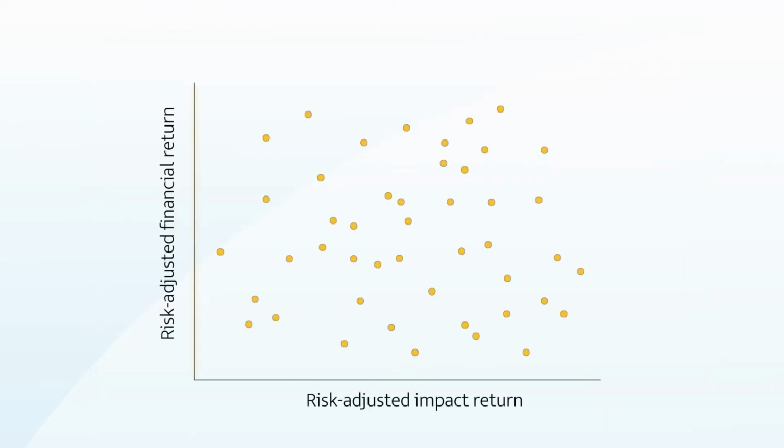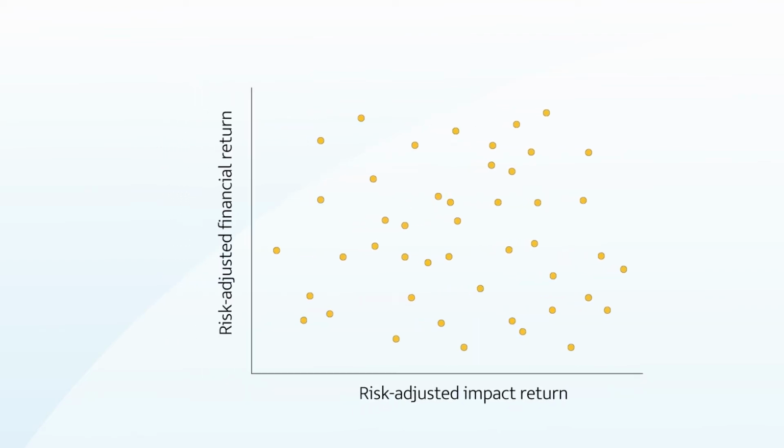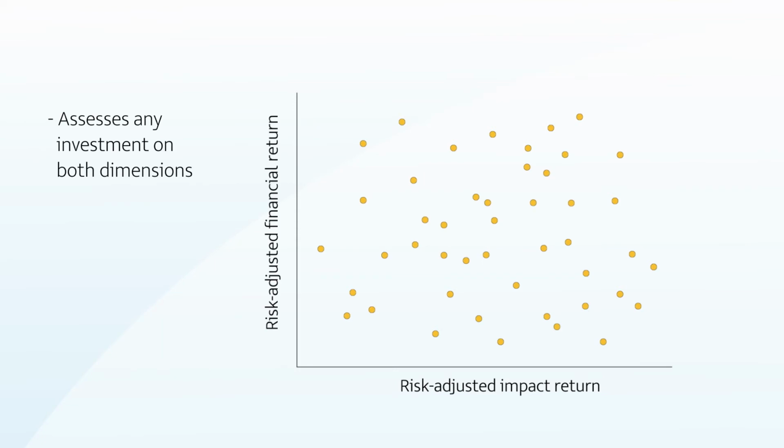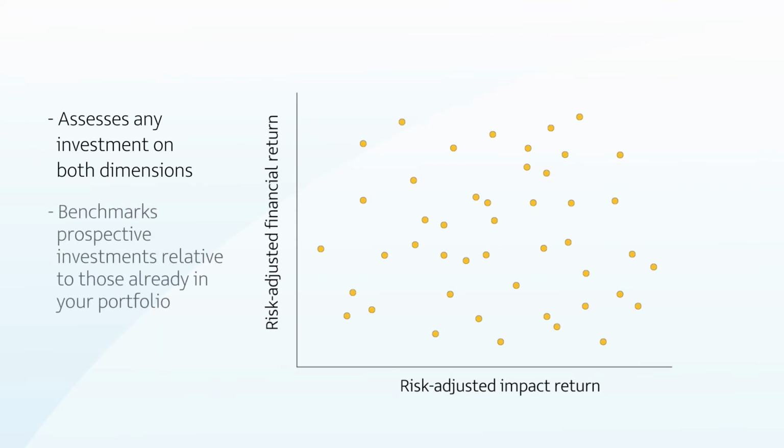On the vertical axis, how to evaluate risk-adjusted financial return in finance is fairly well understood. To get to one number to use for impact on the horizontal axis, investors can create an expected impact rating. And then you can put them together to create this scatter plot of your potential or actual investments. The scatter plot provides a way of assessing any investment on both dimensions and benchmarking prospective investments relative to those already in your portfolio, so that you can make better portfolio allocation decisions and improve the impact of your portfolio over time.